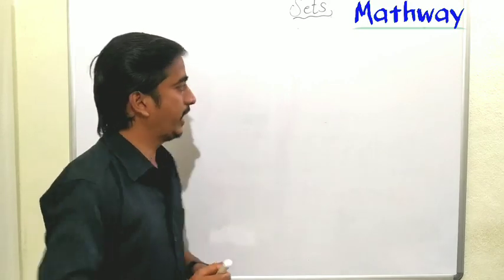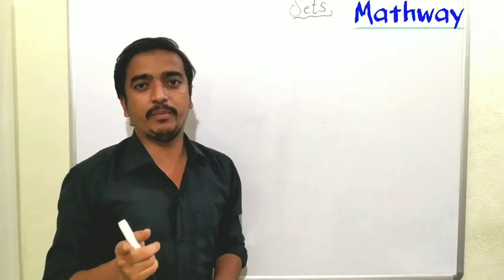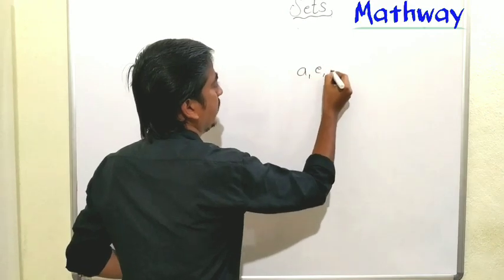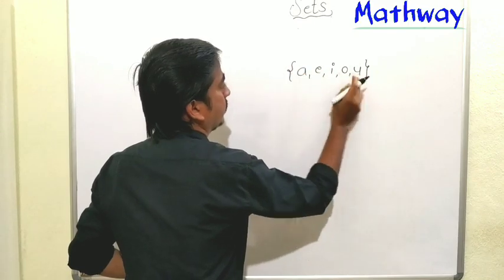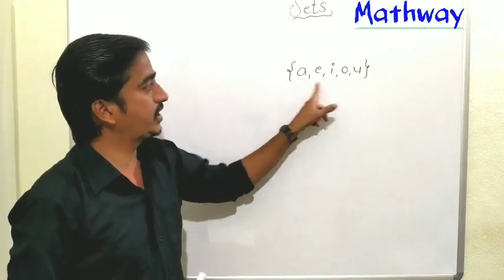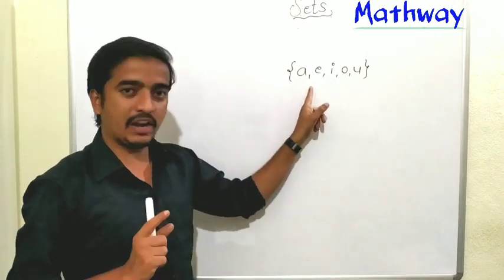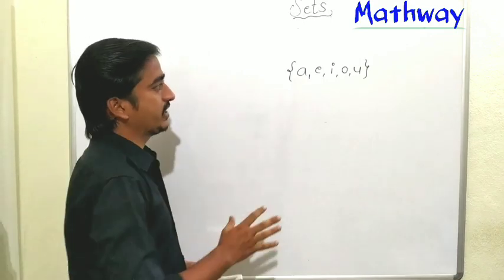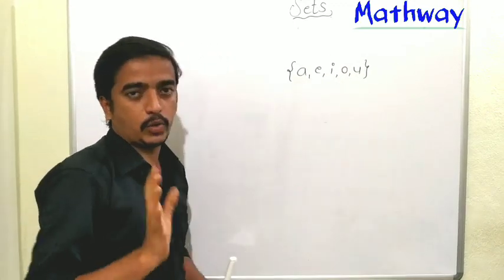For example, I am taking some elements, and elements may be numbers or alphabets, anything. Here I am taking elements A, E, I, O, U. We should use curly brackets for the set. These are the elements. Do you know what is common to these elements? These are alphabets, and also these are vowels. So we can say that it is a set. The common property of each element is that they are vowels.